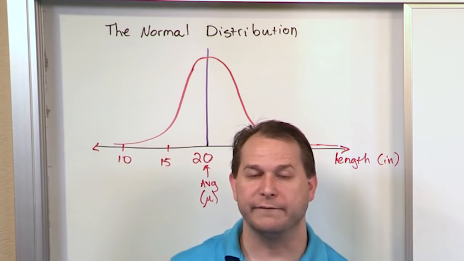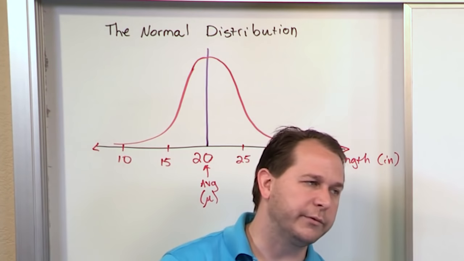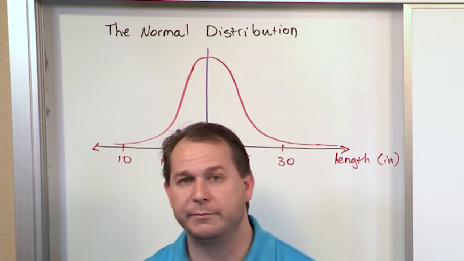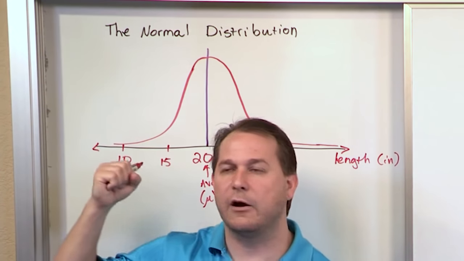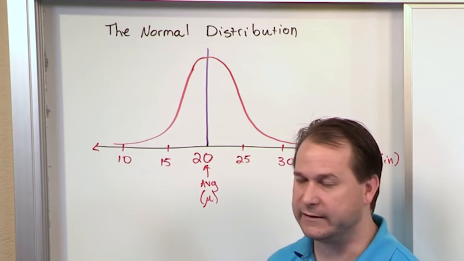You may have heard of a bell curve. That's what it is. So when you see normal distribution or normally distributed or bell-shaped, bell-curved, it's all referring to the same thing. It's all referring to this graph right here, basically.